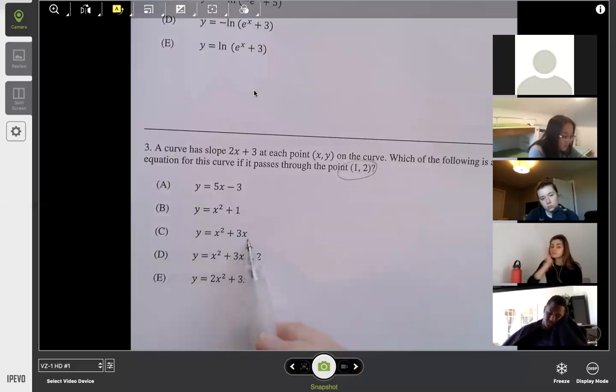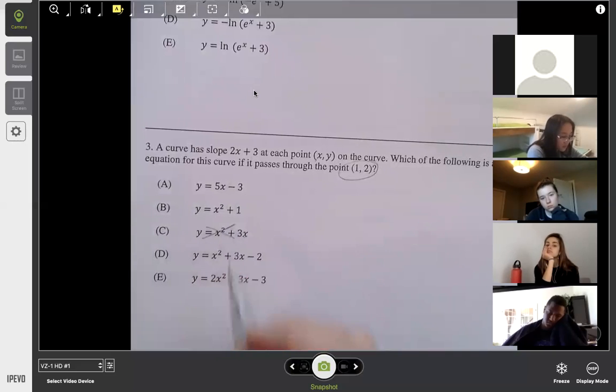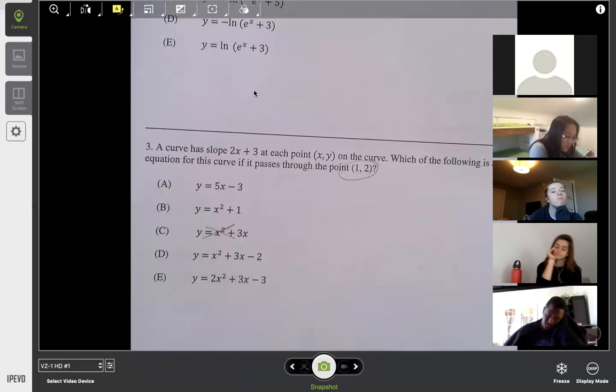1 squared plus 3 is not 2. So I can eliminate that one. 1 plus 3 is 4, minus 2 is 2. That works. 1 squared is 1, so 2 plus 3 is 5. 5 minus 3 is 2. So again, I'm only able to eliminate one solution using that initial condition.